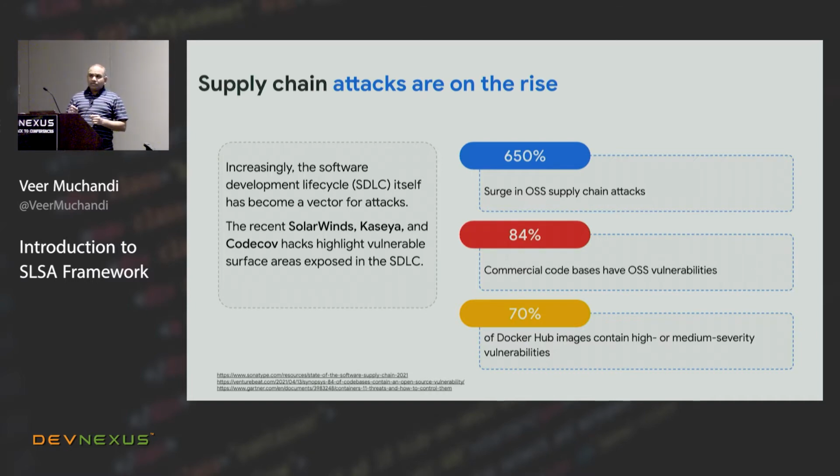Open source vulnerabilities, there is an 84% rise in open source vulnerabilities. And if you are thinking about containers, 70% of the containers on Docker Hub have high or medium security vulnerabilities. You can actually go and look at it directly, right? So that itself is an alarming factor, right? So we need to think about supply chain attacks in this context and why we should be protecting our supply chain.